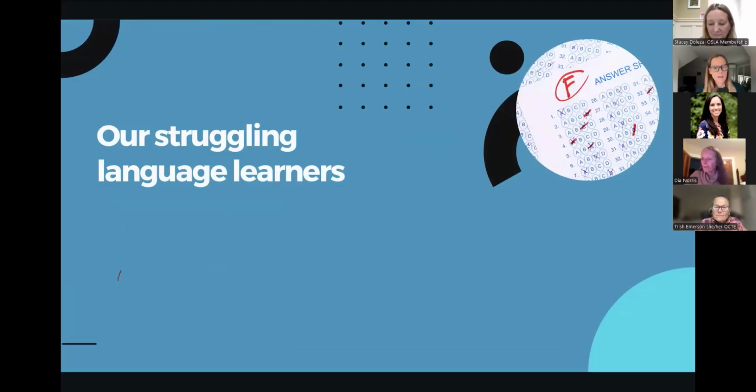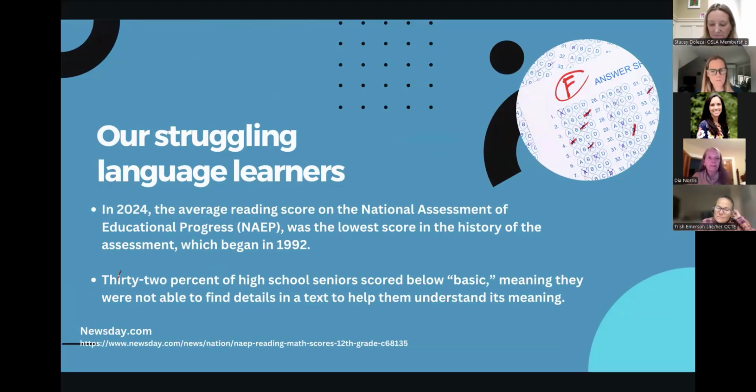So, our struggling language learners. You may have heard as an educator in 2024, the National Assessment of Educational Progress came out, and the average reading score was the lowest in the history of the assessment, which began in 1992. 32% of high school seniors scored below basic, which means that they were not able to find details in a text to help them understand its meaning, right? So we're really at a kind of crisis level, and anything we can do, anything creative, just try it out, see if it works. We really need to kind of ratchet up our strategies here to help reach all these learners.